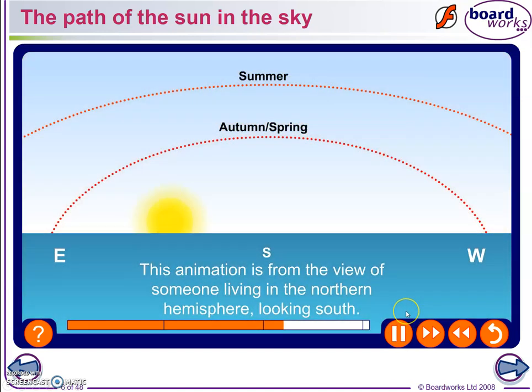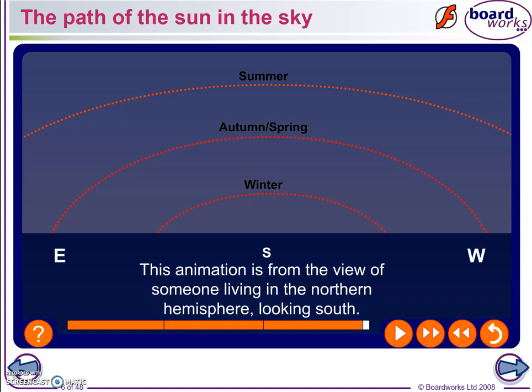Finally, we have the animation of the path of the sun in the sky during the winter. As you'll see, the sun is a lot lower, and this is the reason why in the depths of winter the days are very dark in the morning, the daylight is very short, and then it gets dark very early in the evening. I suggest you now pause the video and draw out that diagram that you see in front of you, please.